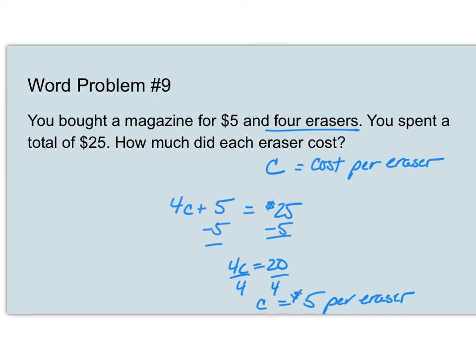All right, this one I just did out for you. You bought a magazine for $5 and 4 erasers. You spent a total of $25. How much did each eraser cost? So C is the cost per eraser. You had $25 to spend, so that's the total. You spent $5 on a magazine. You had 4 erasers that were some unknown amount. And then you just solve the two-step equation, and you end up with the cost per eraser is $5.